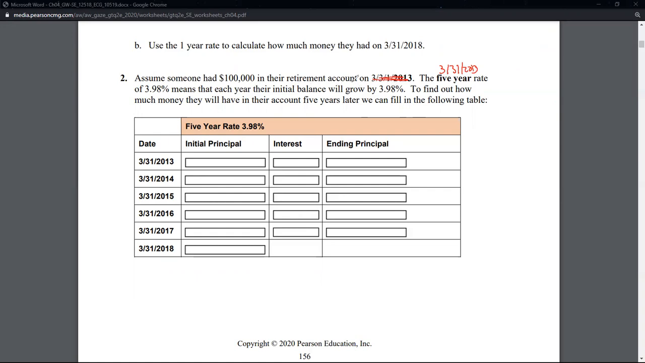So this is a concept of our balance is going to grow. This is where we're making more money. So we'll have $100,000 and then we're going to have like $105,000 or $110,000, $103,000, more money. To find out how much money they will have in their account 5 years later, we can fill in the following table. This is going to use the idea of simple interest. We have talked about the idea of simple interest, where the amount of interest you earn is the principal times the rate times the amount of time, but we're going to only look at this over 1 year.